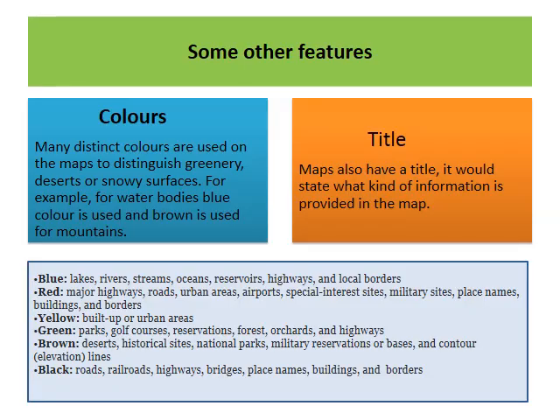There are some other features too. Use of different colors seen on the map. Many distinct colors are used on the maps to distinguish greenery, deserts, or snowy surfaces. For example, for water bodies, blue color is used and brown is used for mountains. A map also has a title. It would state what kind of information is provided in the map.